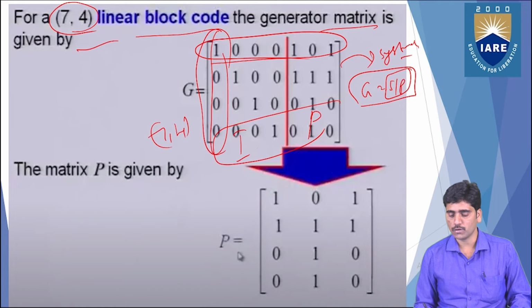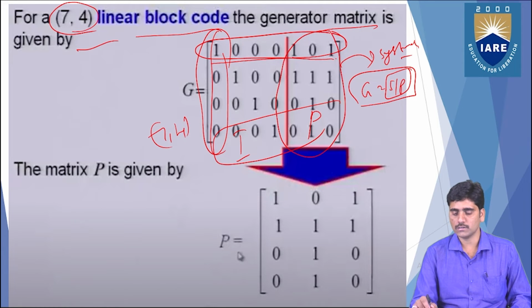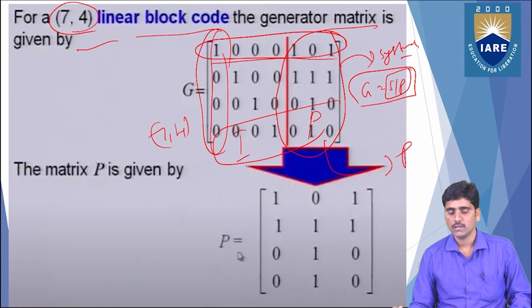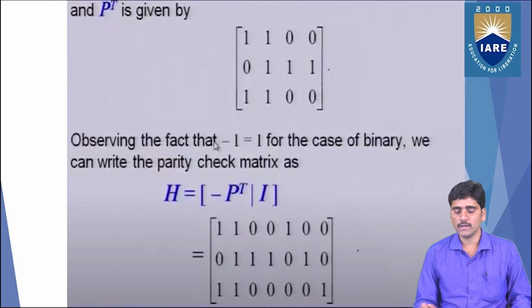From this point of view, what is the value of P? P equals 101, 111, 110, 010. This is the P value from the standard form of this generator matrix. Now we'll see how we are going to find the P transpose.